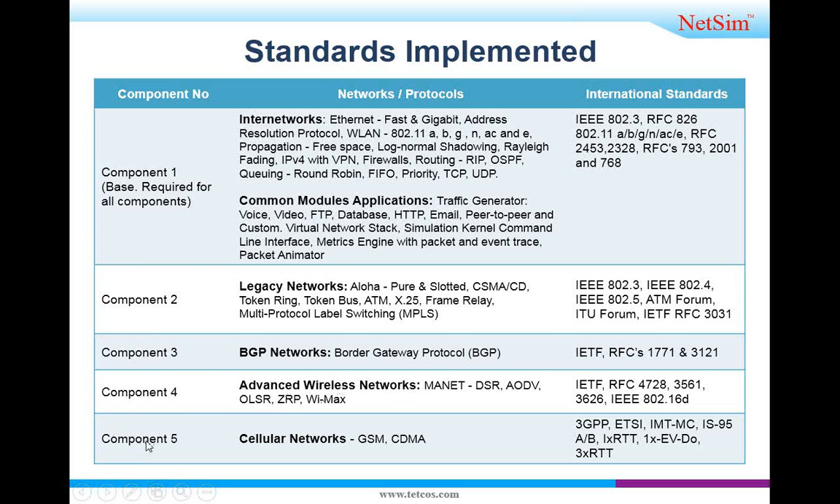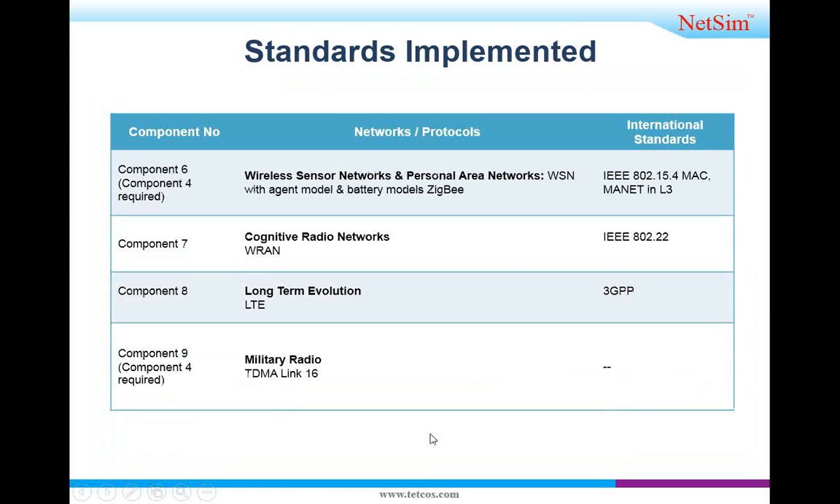WiMAX protocol. Then component 5 has Cellular Network, which includes GSM and CDMA both. Then component 6 has Wireless Sensor Network, which includes PAN also, Personal Area Network, ZigBee. Then component 7 has Cognitive Radio Network. Component 8 is LTE, Long Term Evolution. And component 9 is Military Radio. So the whole software is divided into these components only. In the standard version you can choose whichever technology you want to include in your package.